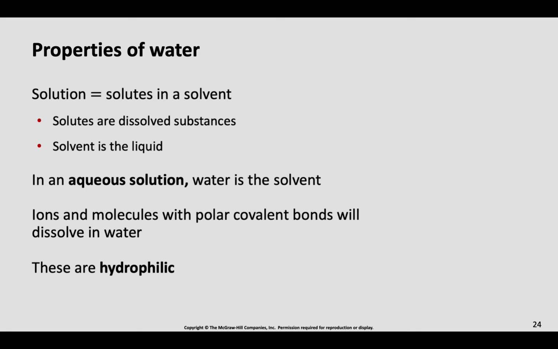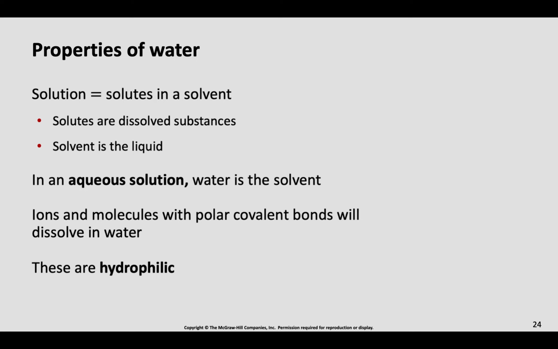So, properties of water. Water is this highly important molecule in biology. Some terminology: when we're talking about the properties of water, we're going to talk about a solution, solutes, and a solvent. A solution is the combination of solutes and a solvent. The solutes are those substances that are dissolved, and the solvent is the liquid in which they're dissolved. So that's our terminology when we're talking about a solution. If it contains water, it's going to be an aqueous solution, so water is the solvent. Water is that liquid in which things can dissolve.